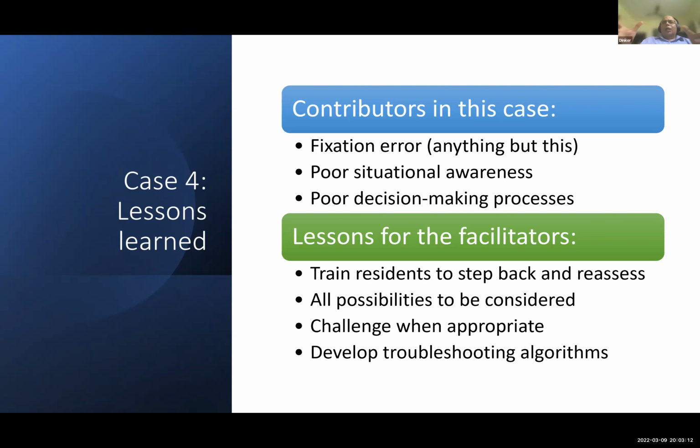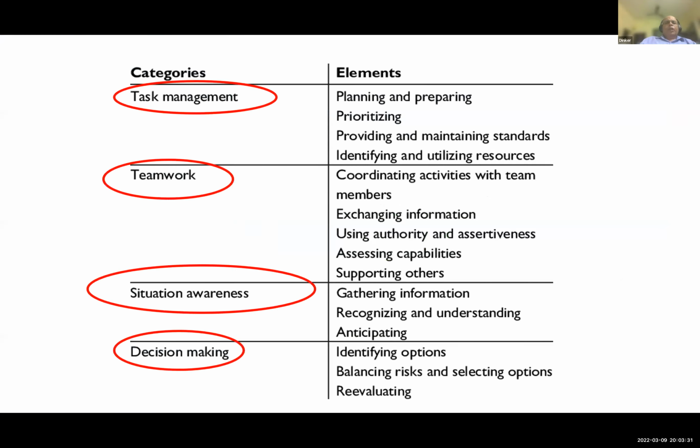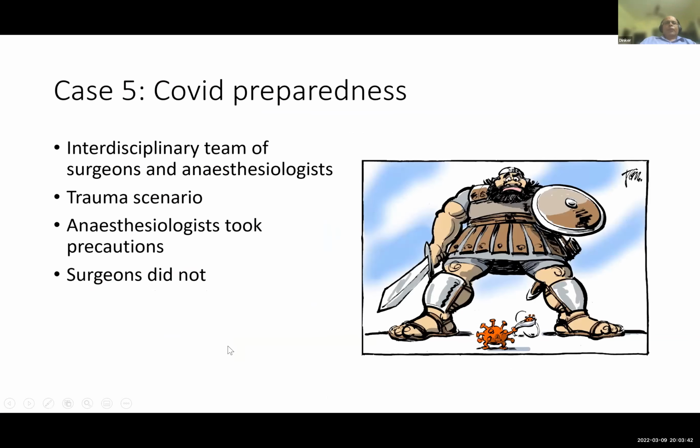And this is where a team huddle, where you discuss with each other in the team, can help, because many minds make work light, right? So somebody may come up with the idea that maybe the tube is in the wrong place. Challenge, if you think that something is wrong, challenge the senior as required. And again, the troubleshooting algorithms we talked about earlier. So here, if you see again, all four aspects of ANTS were compromised. Task management, the teamwork was lacking, situational awareness was very poor, decision making was very poor.